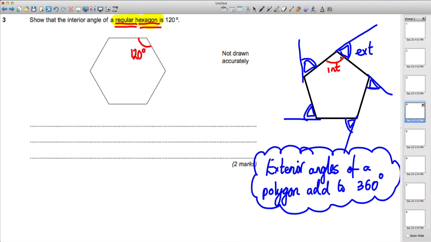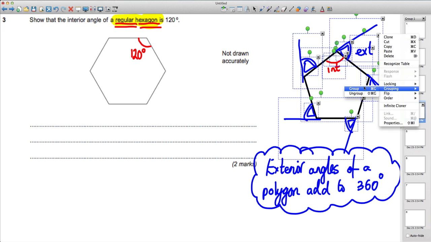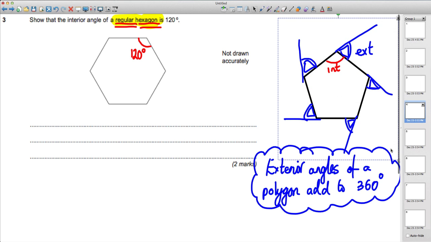Okay? And you can think of that because if you were to make this pentagon smaller and smaller and smaller, actually let's just do that with all this. If I was to group this, now imagine I make that pentagon smaller.